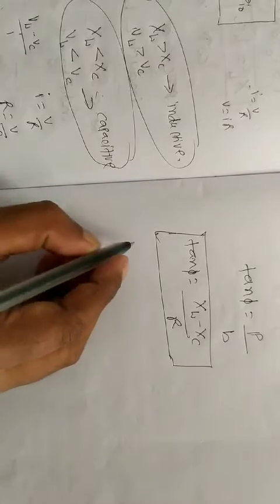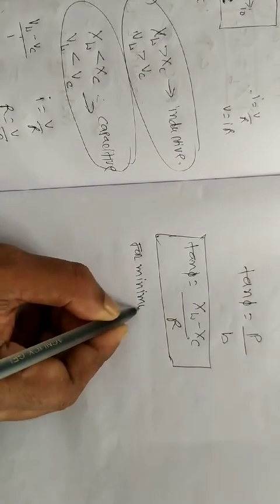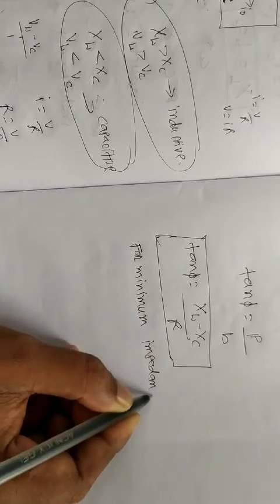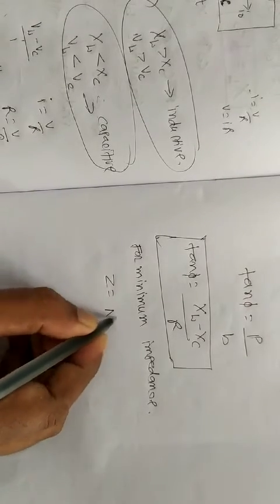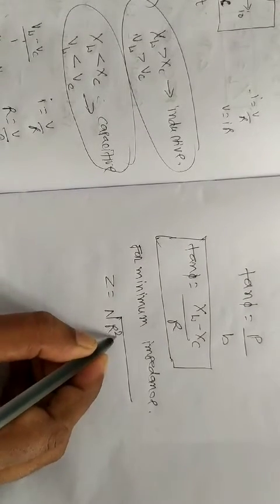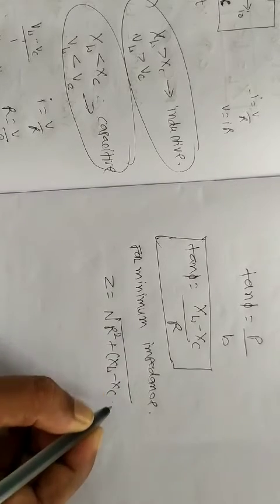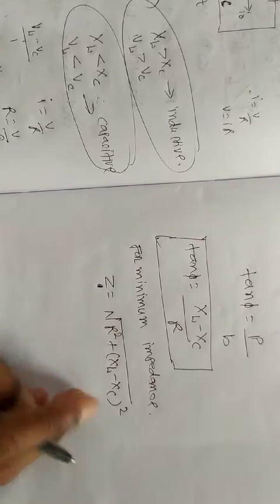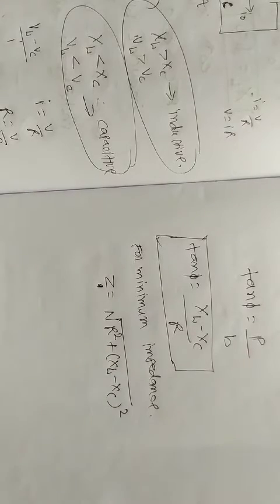Okay, now what we have to do, we have to find the minimum impedance. Minimum impedance means when Z will be minimum. What is the formula of Z? Z is equal to square root of R square plus (XL minus XC) square. When will this be minimum? We will say this will be minimum when this term will be equal to 0.